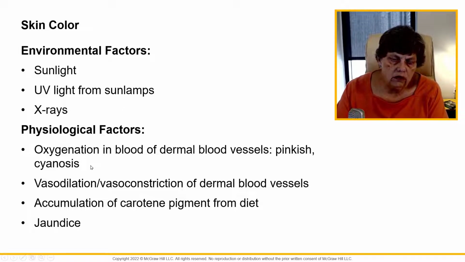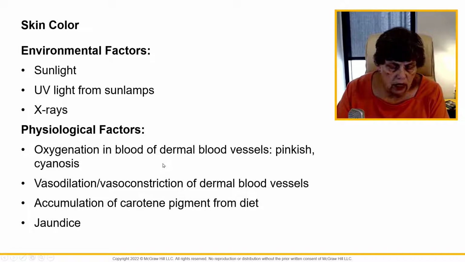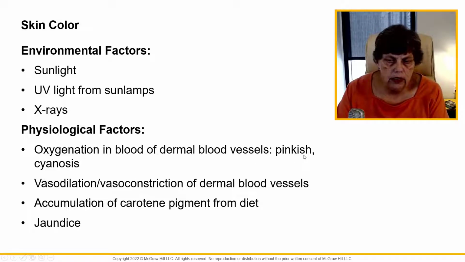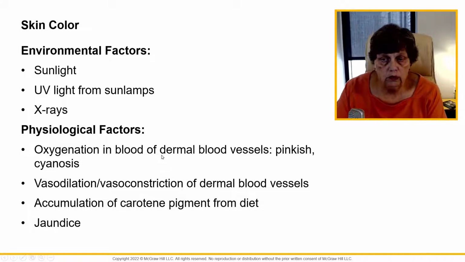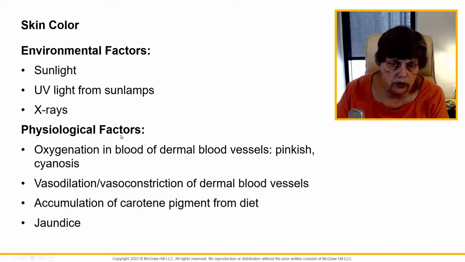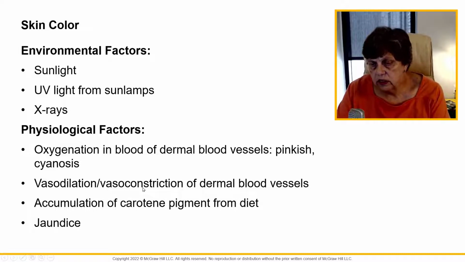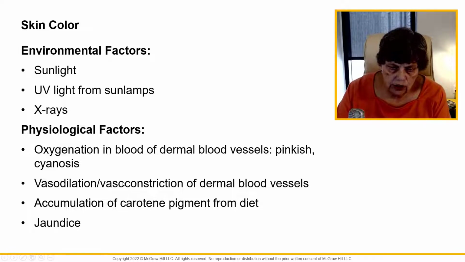Other physical factors, the amount of oxygenation in the blood. If the oxygen level is low, you can become cyanotic. If it's really high, you can become pinkish. If you get carbon monoxide poisoning, your skin gets really, really red, cherry red. So it all depends on what's going on. Also, the dilation or constriction of blood vessels. Obviously, you constrict the blood vessels, you get pale, you dilate them, you get flushed.